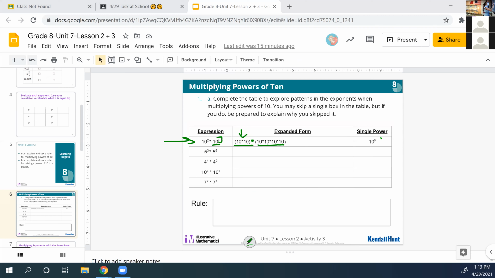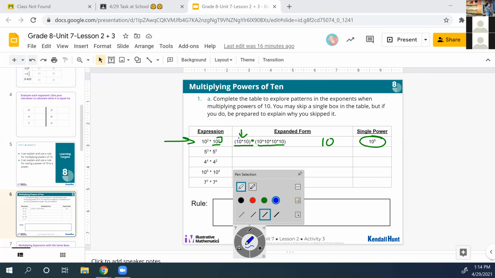And then we need to condense it into one exponent. So then to write this new exponent, we have our base of 10, that number that we're multiplying. And then to get our exponent number, we count how many times we wrote that 10. We wrote that 10, 1, 2, 3, 4, 5, 6 times. Does everyone see how we did this, for how this first one was done here?